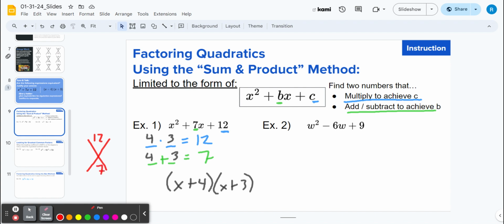A lot of you like using that little x method where the 12 goes up top, the 7 goes on the bottom, and then we fill in with that 4 and 3 on the sides. If you want to continue using that today, that's totally fine.